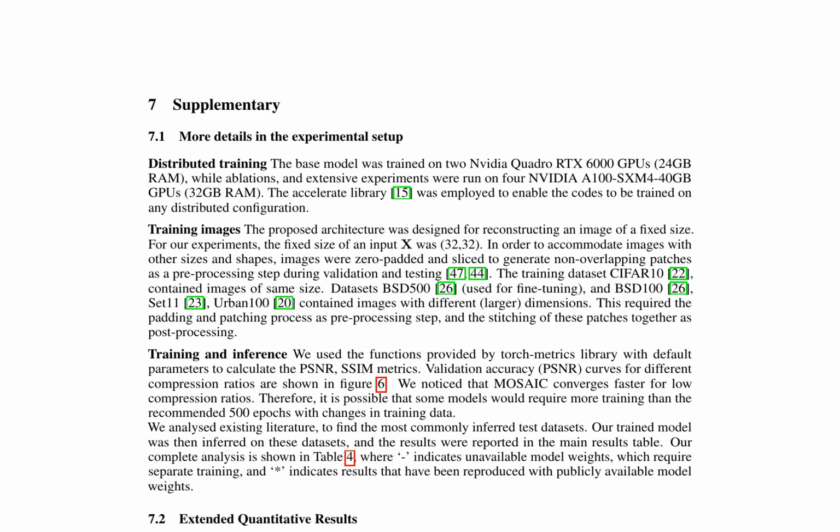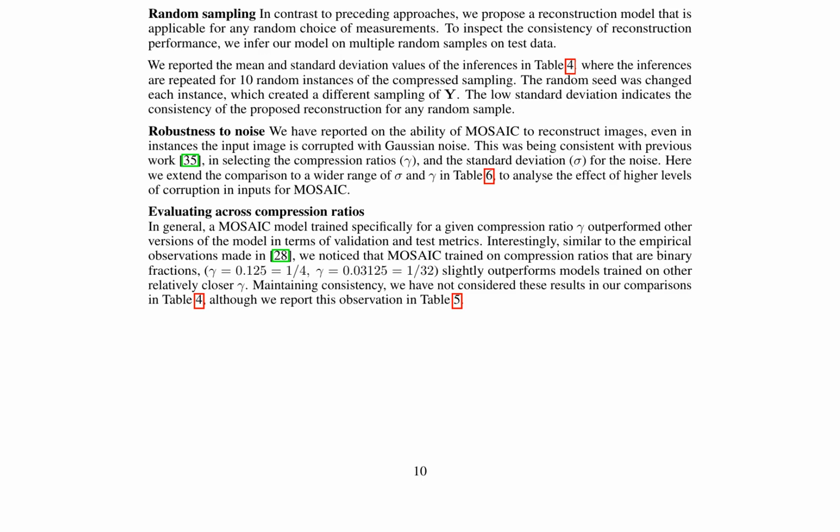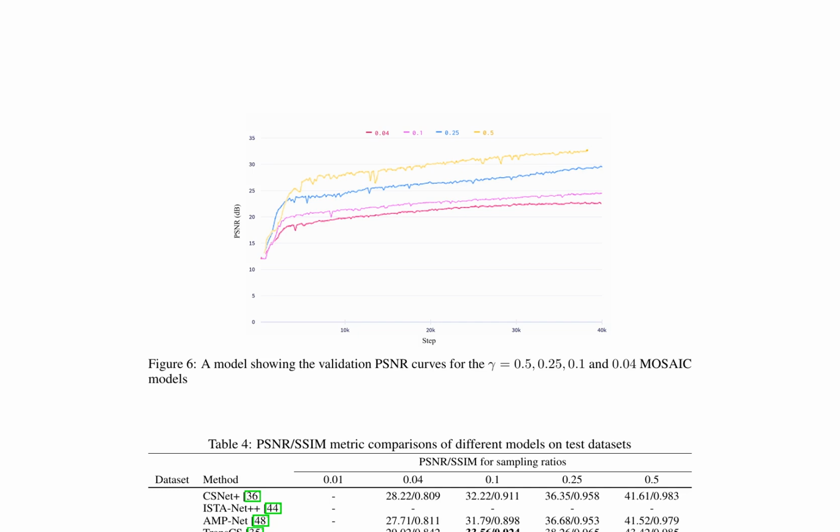The paper also explores the choice of sampling basis, adaptive selection of measurement vectors, limitations, and future directions. It concludes that MOSAIC demonstrates the possibility of learning a general inverse mapping from a random selection of samples for CS reconstruction through a given basis. Here is a combined summary of pages 11 and 12.